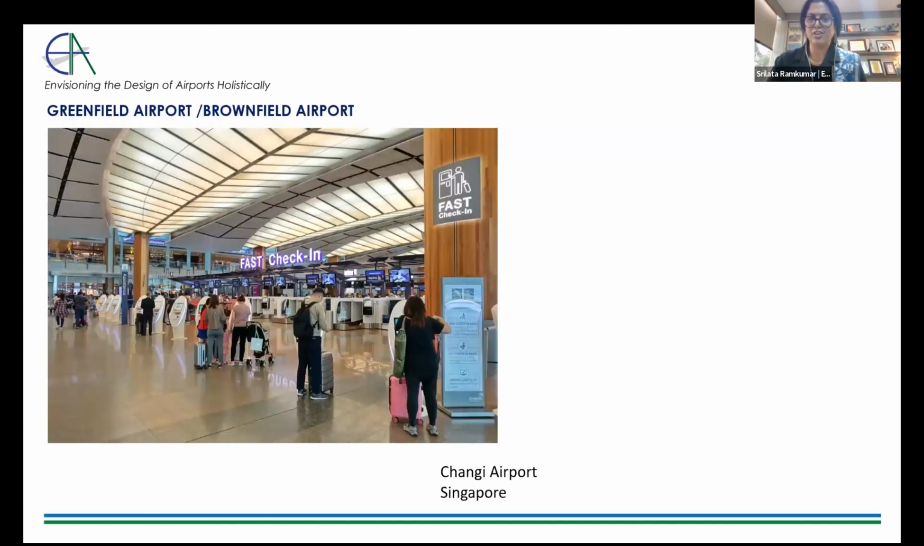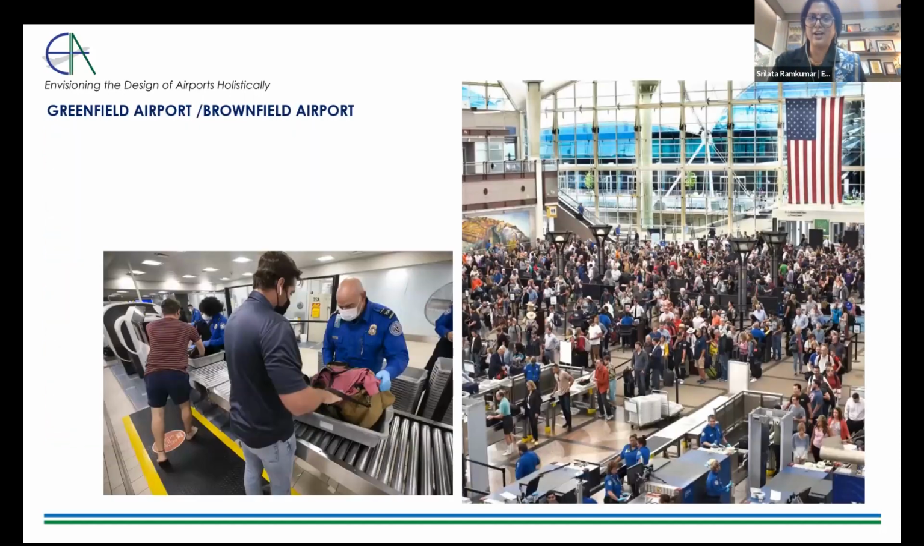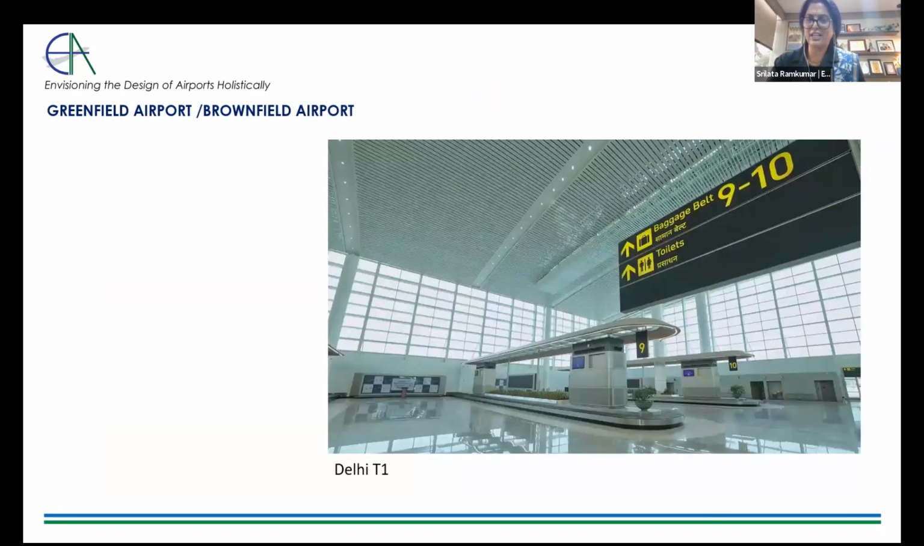See, this is Changi airport. Here, fast check-in was a new thing which was being introduced. Then they have upgraded. And when the LOS and the throughputs from the screening machines or the check-in are reaching their peak, then expansion is envisaged. This is Delhi T1. When something reaches its capacity, an entire new facility comes. This is a renovated one, in fact, a rebuilt one, a new one.